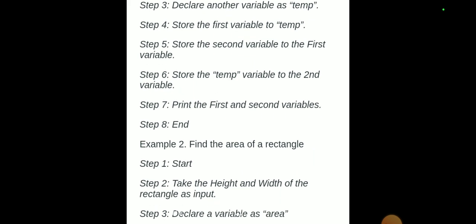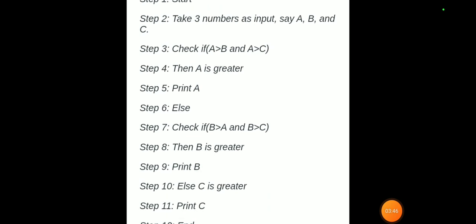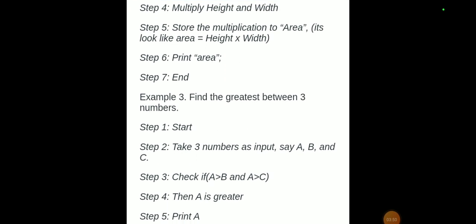Number 8 is end. Example number 2, find the area of a rectangle. Step 1, start. Step 2, take the height and width of the rectangle as input. Number 3 is declare a variable as area. Number 4 is multiply height and width. Number 5 is store the multiplication to area. It looks like area is equal to height multiplied by width. Number 6 is print area.